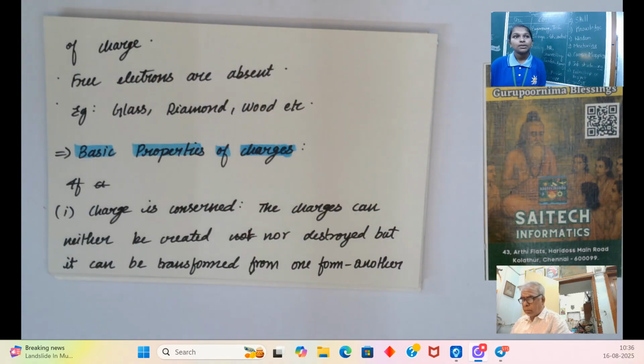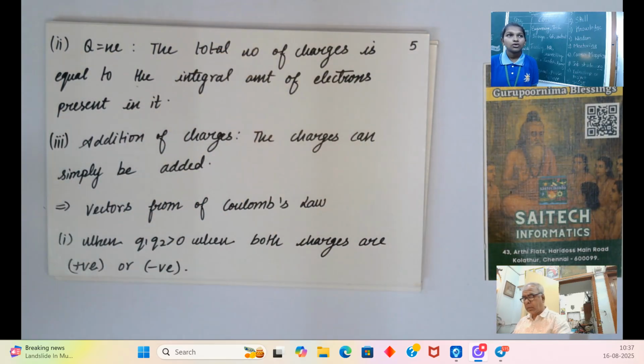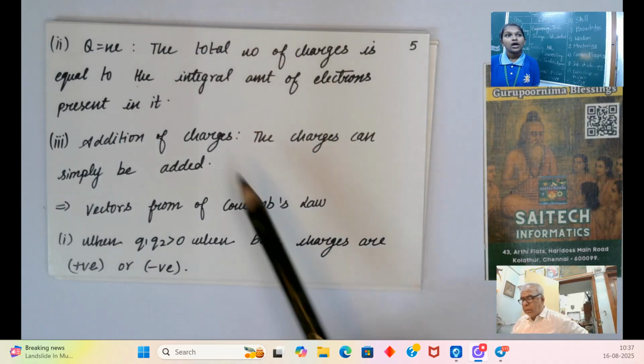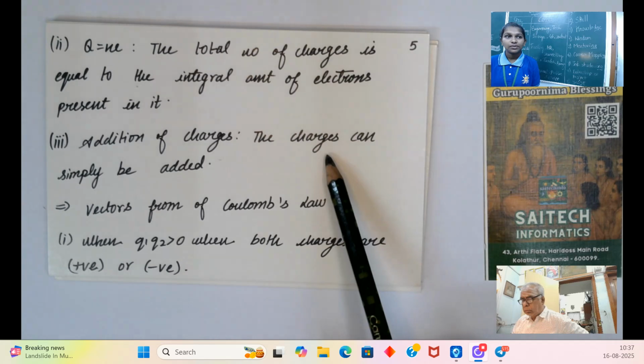Now we'll be seeing about the basic properties of charges, where the first one is conservation of charges. The charges can neither be created nor destroyed, but they can be transferred from one form to another. Next is quantization of charges, where the formula is Q is equal to Ne. It is defined as the total charge is equal to an integral number of electrons present in it. Next is addition of charges. The charges can simply be added.